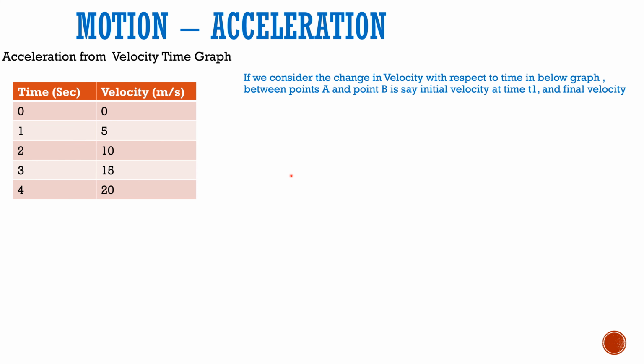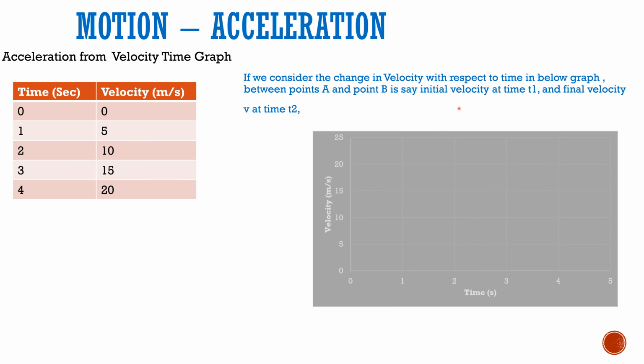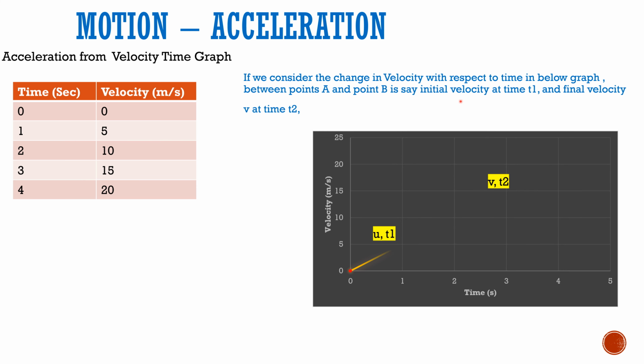So if we try to plot this between two different time spans, say initial time t1, when the initial velocity is u, and the final velocity v at time t2. So basically initial velocity is denoted by u in motion, and we have final velocity v. If we observe at two different times t1 and t2, then these become the initial and final velocity.